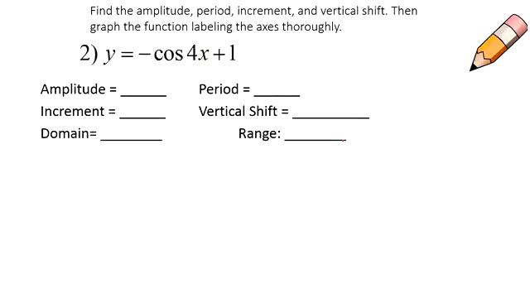Okay? Let's try one more. So this negative here, we do know we're flipped. So let's keep that in mind, okay? Amplitude 1, period 2 pi divided by 4, or just pi over 2. My increment would be pi over 2 divided by 4. That's pi over 8. Don't worry about it too much, okay? Vertical shift, looks like we're going up 1.